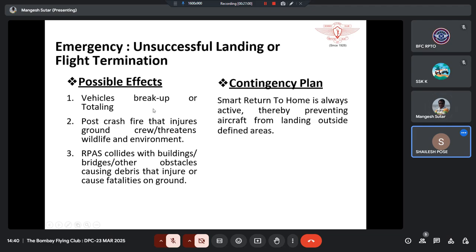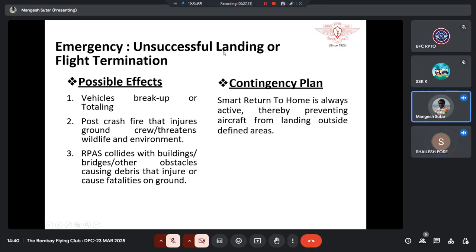Because of these different scenarios, what could be the contingency plan? You could have an unsuccessful landing, and if you do, you do not have any contingency plan for it. So return to home is always active, thereby preventing the aircraft from landing outside the defined area.